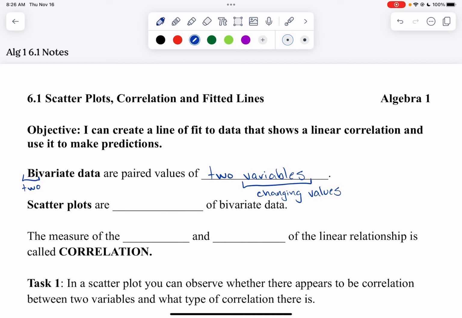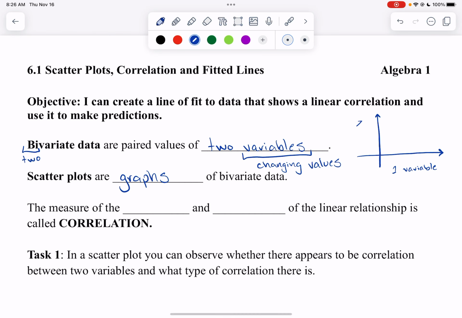And scatter plots are graphs of bivariate data. Since bivariate data has two variables, we'll graph it on a graph with two axes. One axis will be one of the variables. So you'll have one variable on one of the axes, such as the day of the week, and then the number of hours in school. The other variable will be on the other axis. Create a scatter plot.